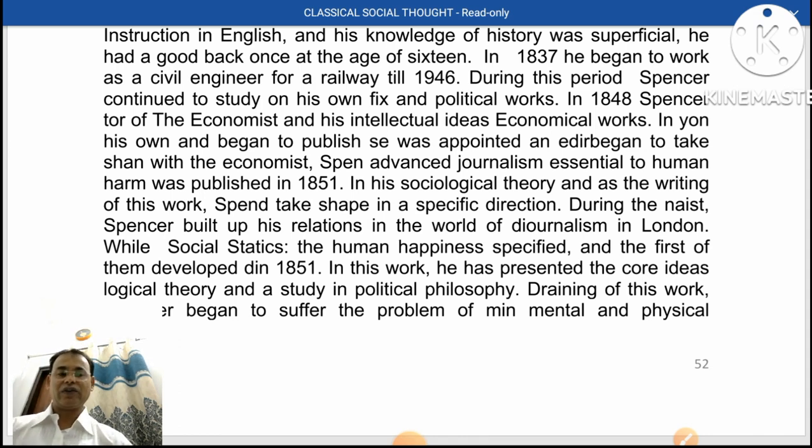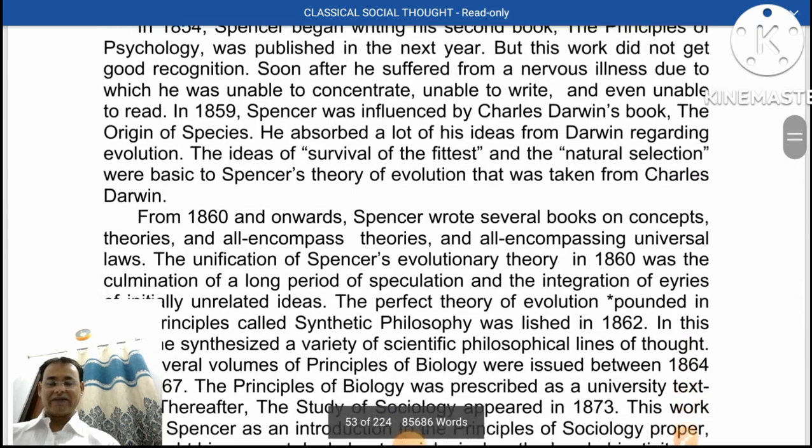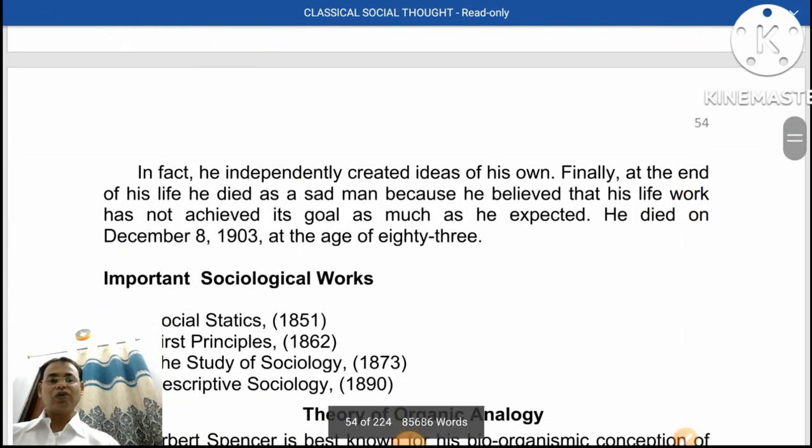In 1848, Spencer, tutor of the economist, began to publish his own intellectual ideas and economic work. He was appointed an adjutant to the economist. Spencer advanced general essays on human subjects, so it is not so important, but we will see Spencer's most important work.